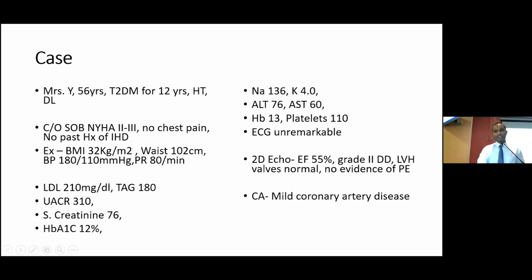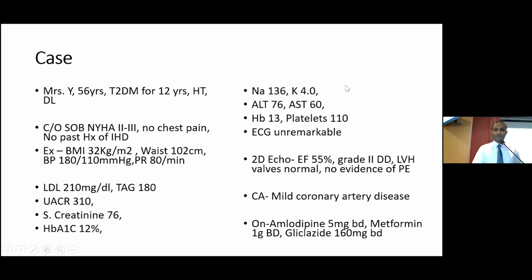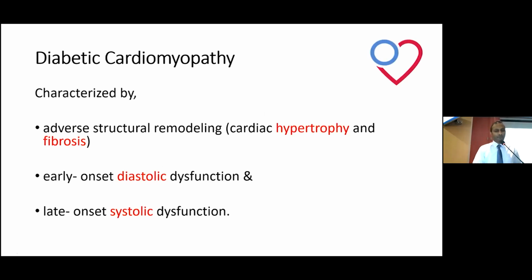So this patient was having HFpEF with metabolic syndrome, which was discussed in the previous lecture as well. And this patient was on amlodipine, metformin, and gliclazide at maximum dose. So this is more like a diabetic cardiomyopathy, which is characterized by structural remodeling with cardiac hypertrophy and fibrosis. This actually has both dilated cardiomyopathy and restrictive cardiomyopathy, a combination phenotype. So they have early onset diastolic dysfunction followed by late onset systolic dysfunction.